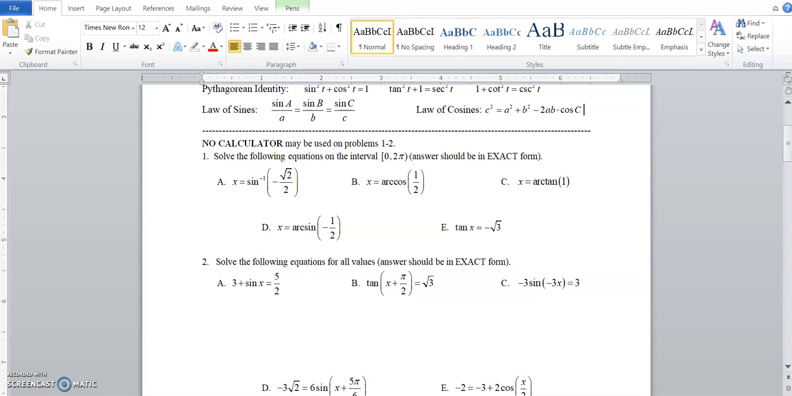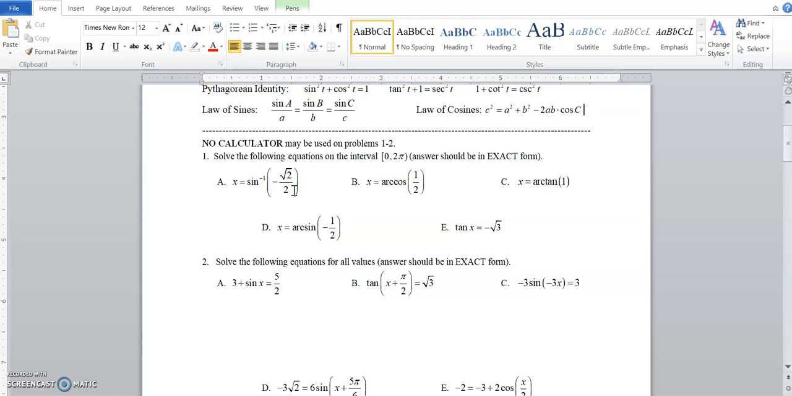Part 2 here. I just got done on part 1 talking about the unit circle and how to get the answers for the unit circle. The first part, no calculator, solve the following equations from 0 to 2 pi. Basically, these are just asking you to find the angle whose x or y coordinate is given on the problem.